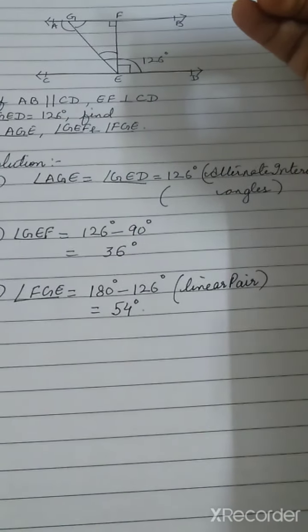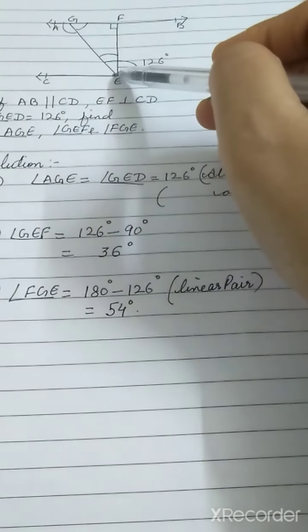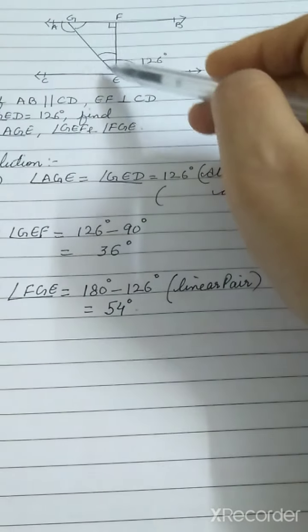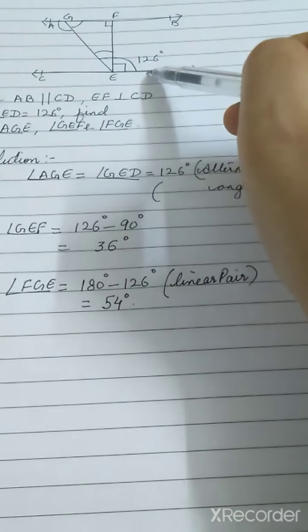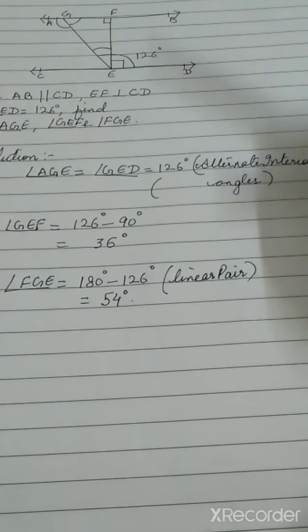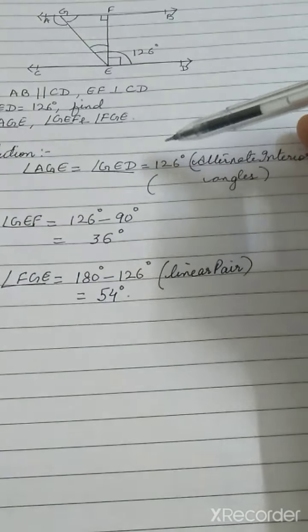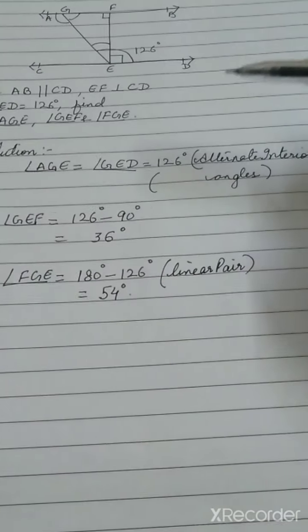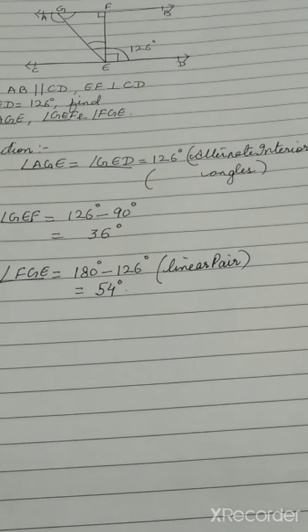Now you may see from the diagram that angle AGE will be equal to angle GED, that is this angle. This angle will be equal to this because they are alternate interior angles, and you are given that GED is equal to 126 degree. Therefore AGE is also equal to 126 degree. This is the first part.